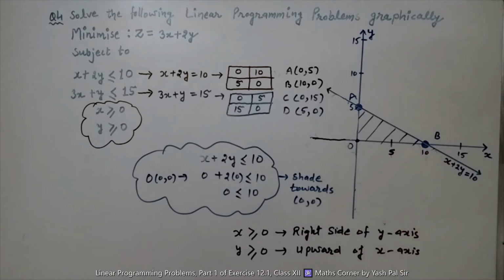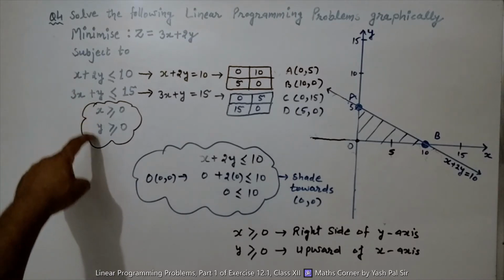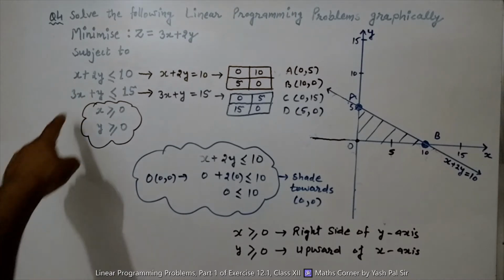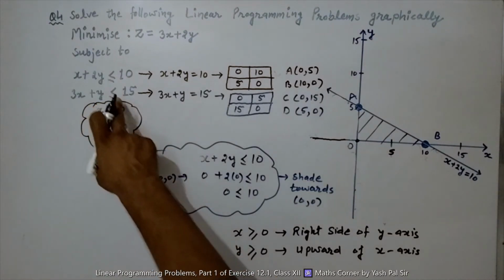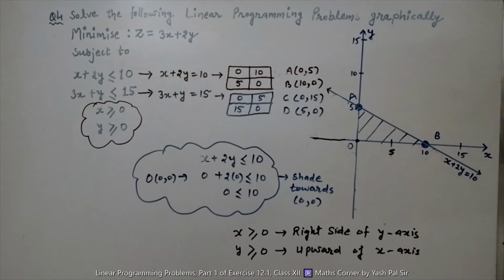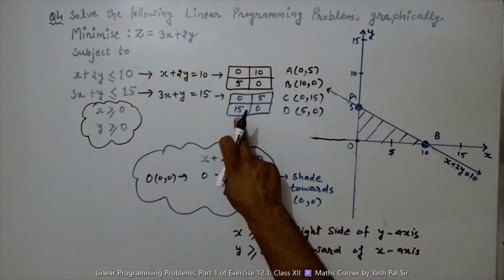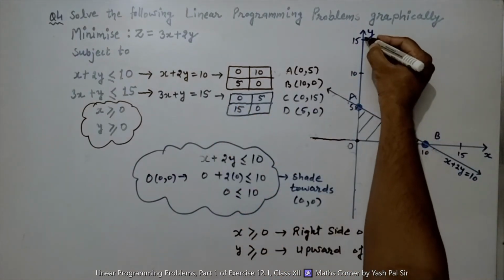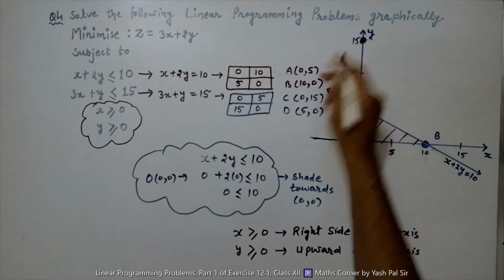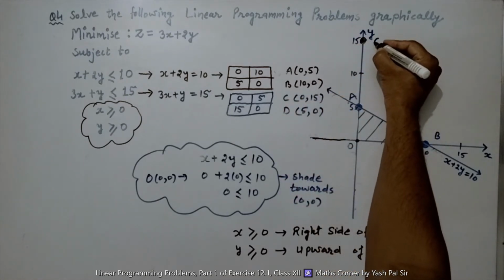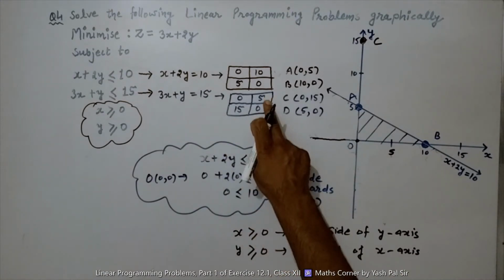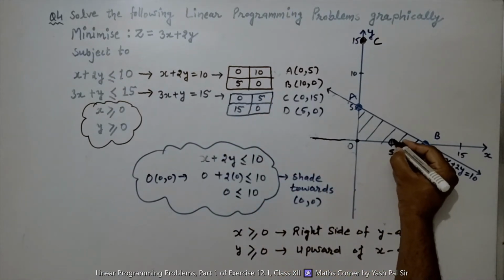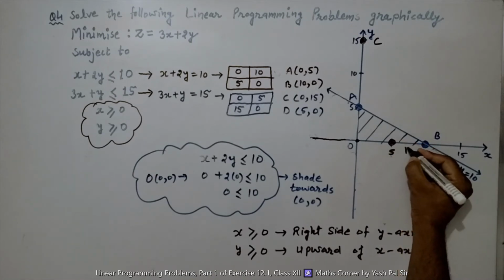Only upside we shall consider. Right? So we have discussed 3 inequalities. Now the last one is 3x plus y less than or equal to 15. For this the table is this: x is 0, y is 15. So this is the point and we have named this point as C. C point is x is 0, y is 15. And D point is x is 5, y is 0. So this is the point D.